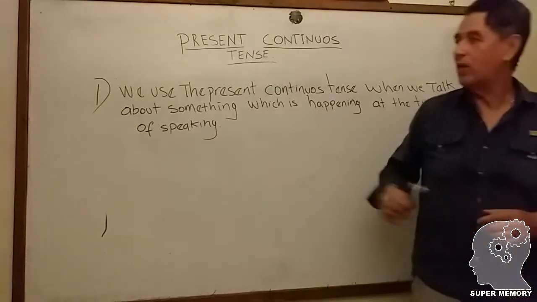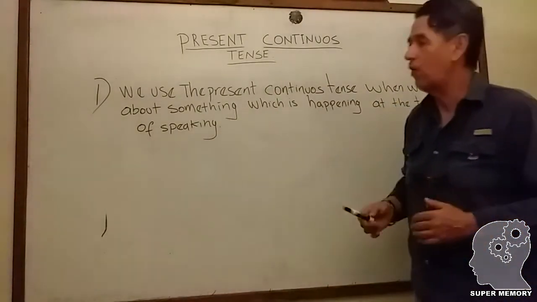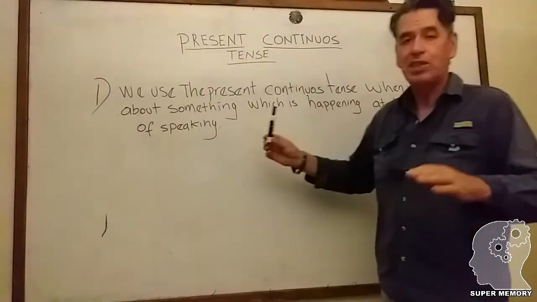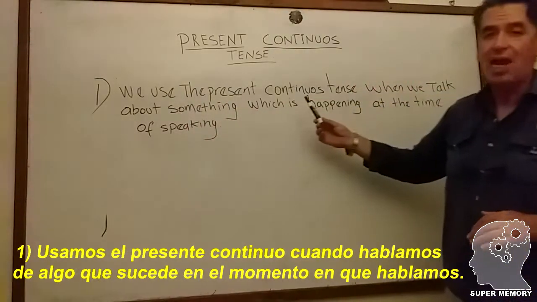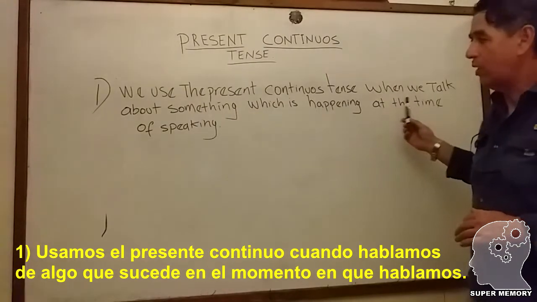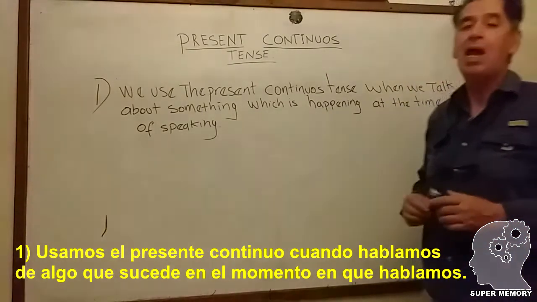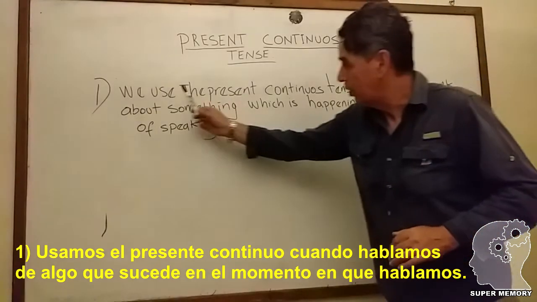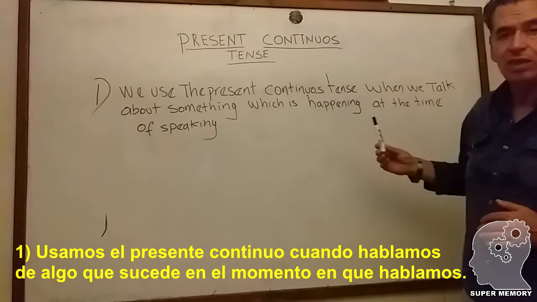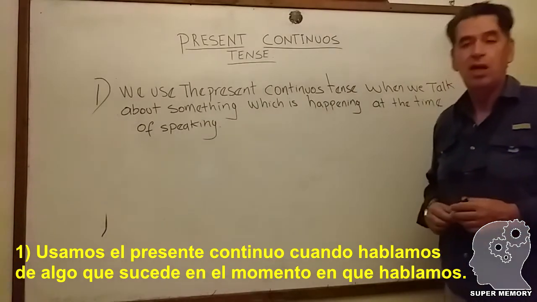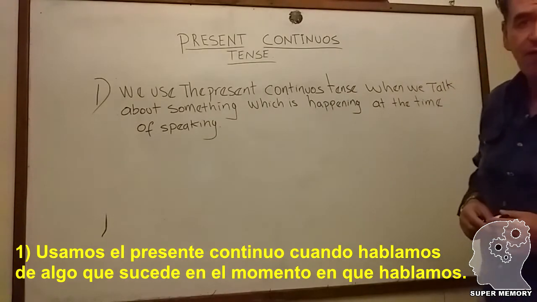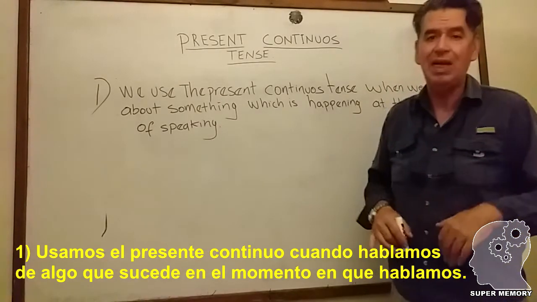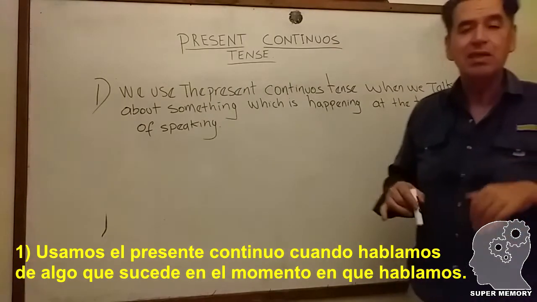Well, as we can see here, the explanation for the case number 1 of the present continuous tense. Case number 1 says, we use the present continuous tense when we talk about something which is happening at the time of speaking. It means that the action is being done at this moment, exactly right now, at this very moment.